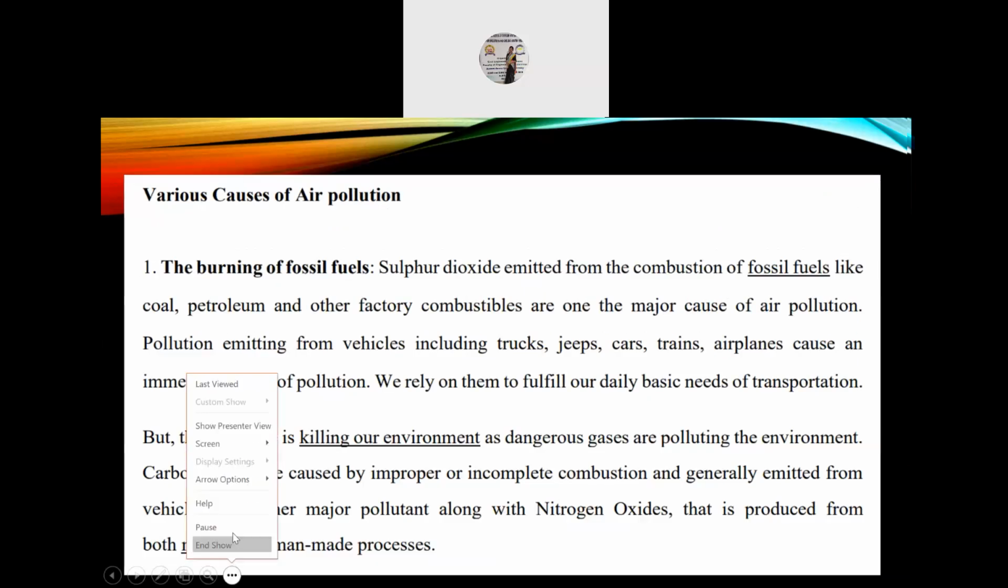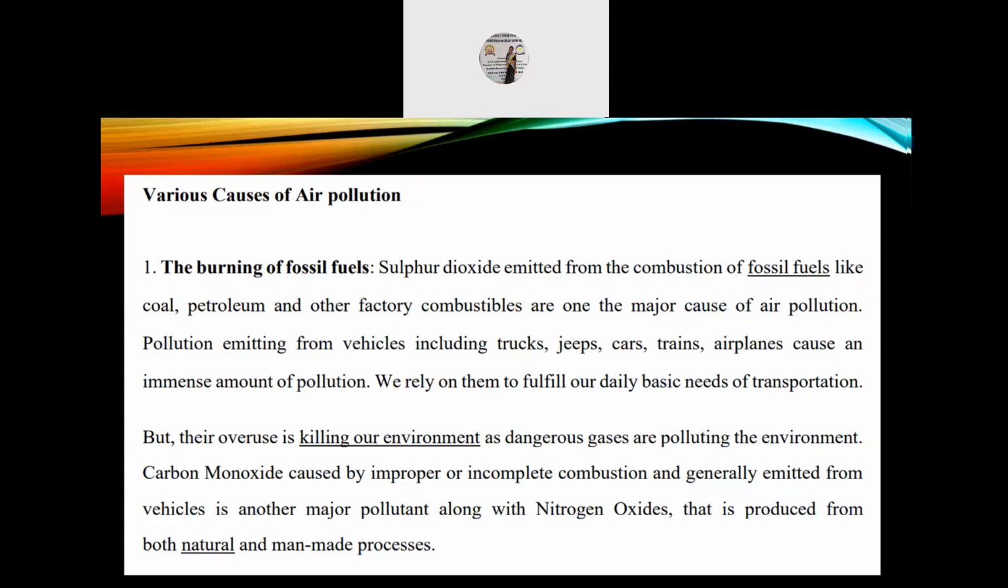Various causes of air pollution. First one, the burning of fossil fuels. Sulfur dioxide emitted from the combustion of fossil fuels like coal, petroleum, and other factory combustibles is one of the major causes of air pollution. Pollution emitting from vehicles including trucks, jeeps, cars, trains, airplanes causes an immense amount of pollution. We rely on them to fulfill our basic needs of transportation, but their overuse is killing our environment as dangerous gases are polluting the environment.